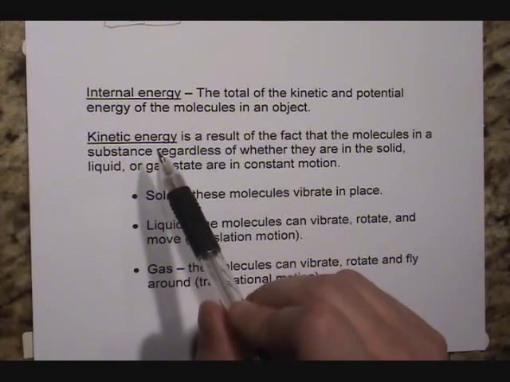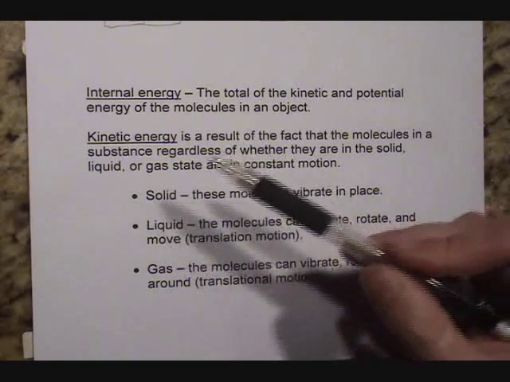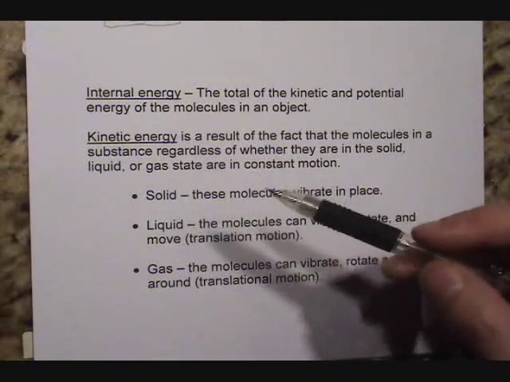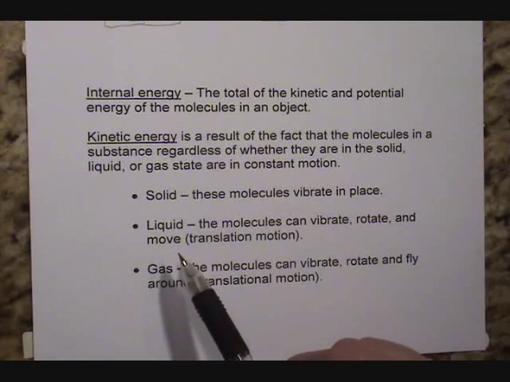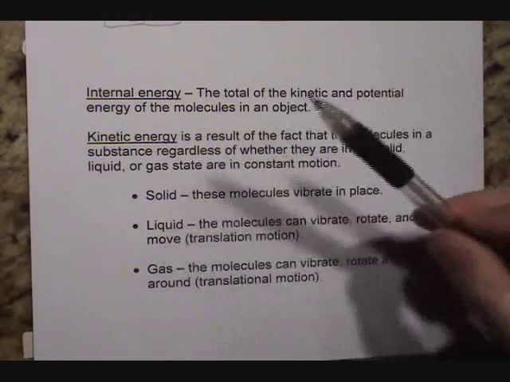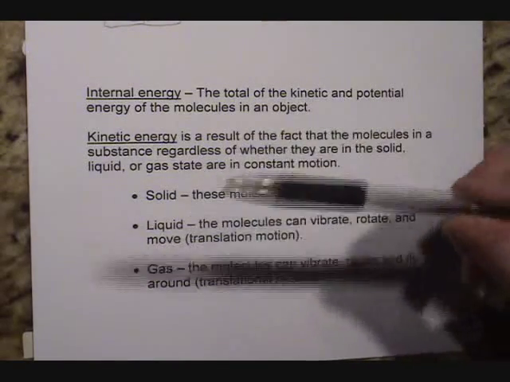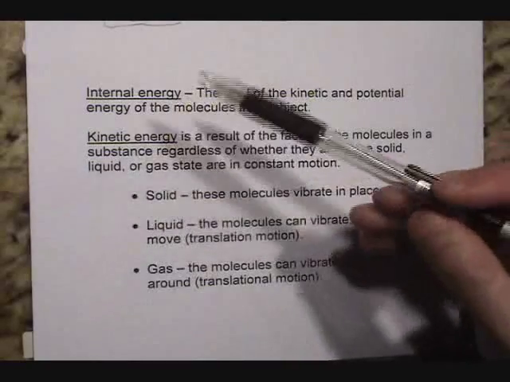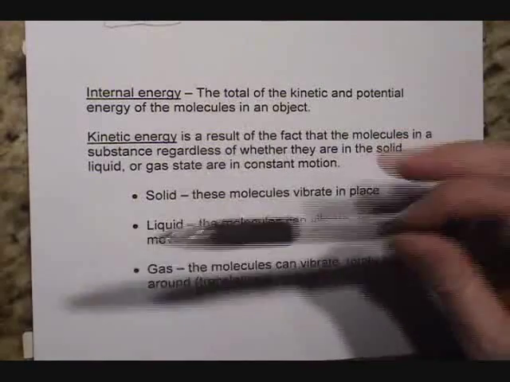Now that motion could be very simple. They might just vibrate or shake in place. They literally shake back and forth in place, because in a solid object, of course, they're not free to move around. In a liquid object, we get other types of kinetic energy also available to us. They can vibrate, they can still shake and stay in the same location, but they're also able to rotate. In a solid object, the particles would not be able to rotate. And then they can also move, and this is called translational motion.